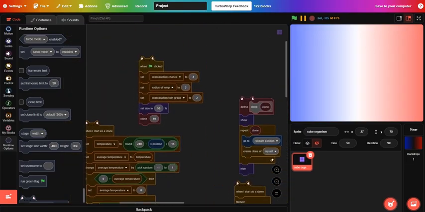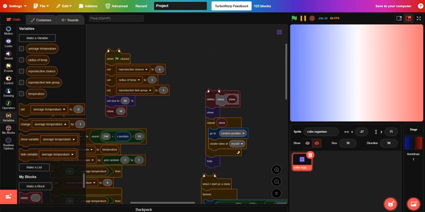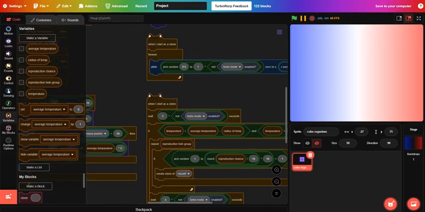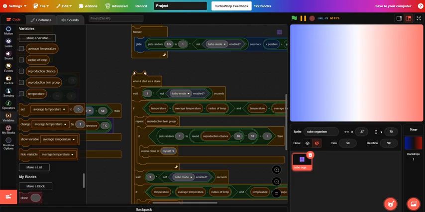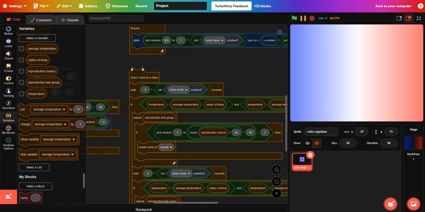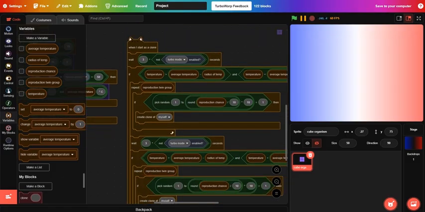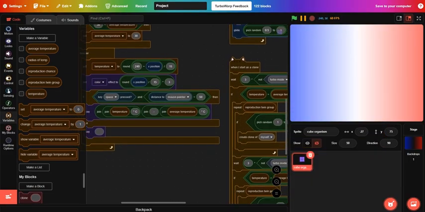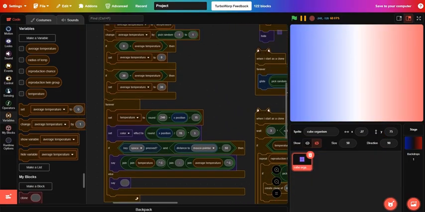Anyway, what we have is a bunch of variables. We have average temperature, radius of temperature, which is just radius, reproduction chance, which is basically the chance of them to reproduce. The reproduction twin group, which means if it can make more than one baby per reproduction cycle. And the final is temperature, which measures the amount of temperature that the cube is in.